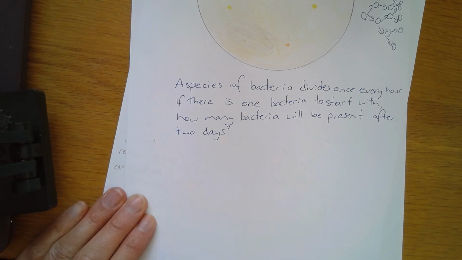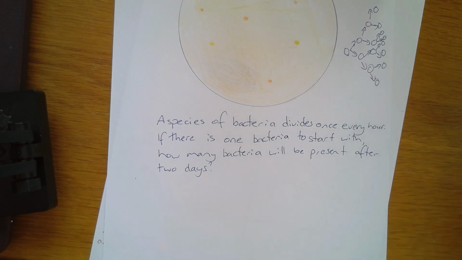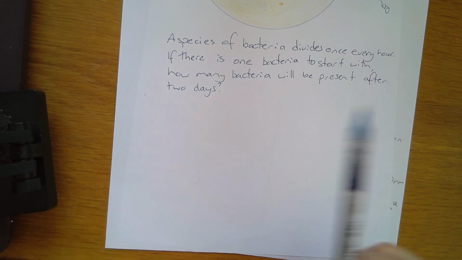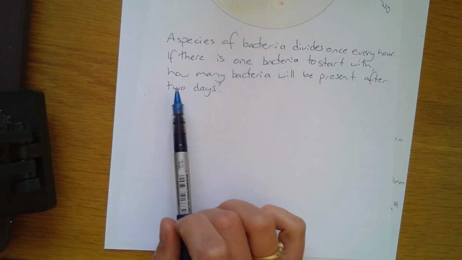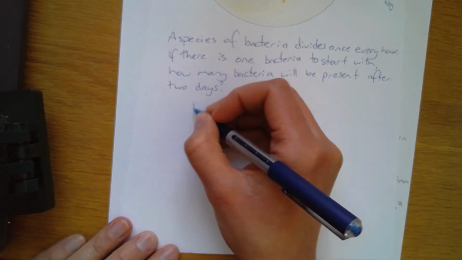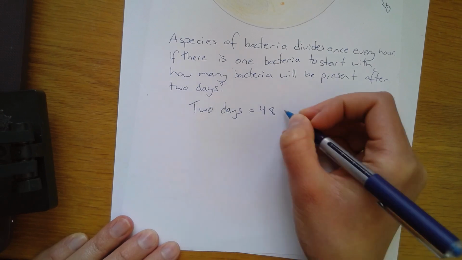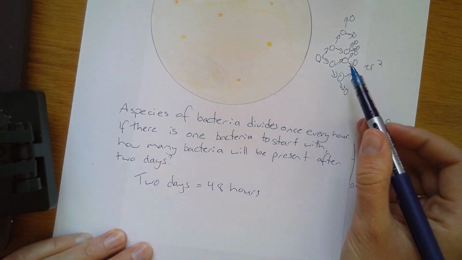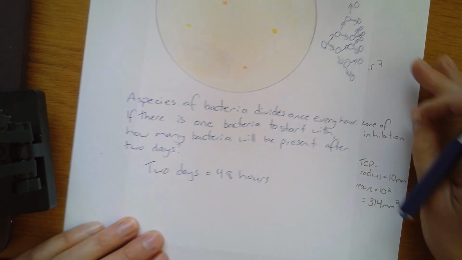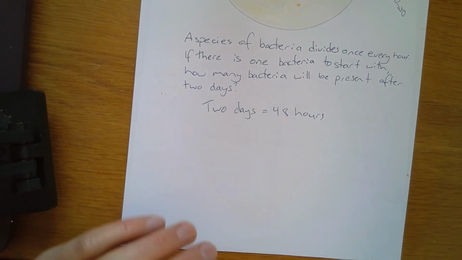So every hour the number will double, and you could work it out by hand like this, going step by step by step, but there is a much quicker and easier way, especially when you get a question like this. So if there is 1 bacteria to start with, how many bacteria will be present after 2 days? So 2 days is equal to 48 hours. So if we were going to work it out like this, we'd have to do 48 of these, which really just starts to get a little bit tedious. So there's a nice equation that you can use that does it much quicker.